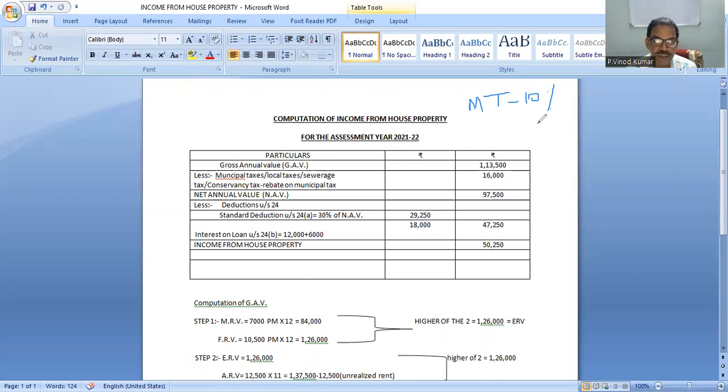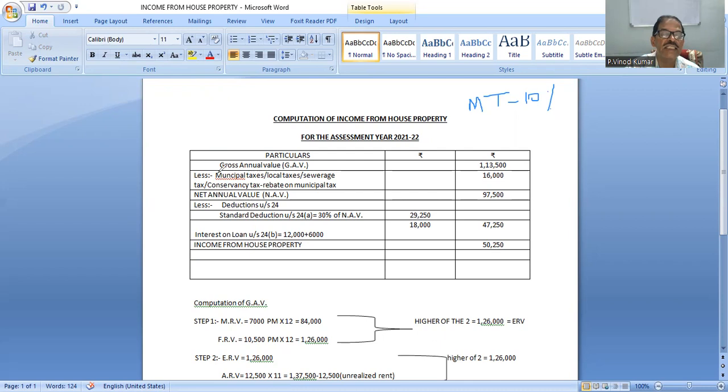Right? Municipal taxes are given, sewerage taxes are given separately. You have to add these two and calculate. Okay, you have to calculate on municipal rental value. Or you can call them conservancy tax. That means you can say it's a drainage tax or sewerage tax. If rebate is given, you have to subtract the rebate on municipal taxes and put the net amount. Please make a note. This is a very important part.